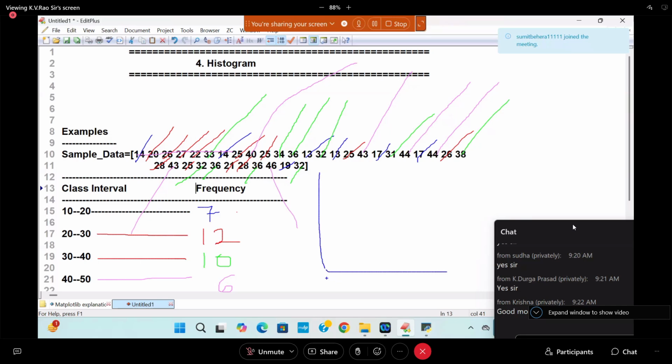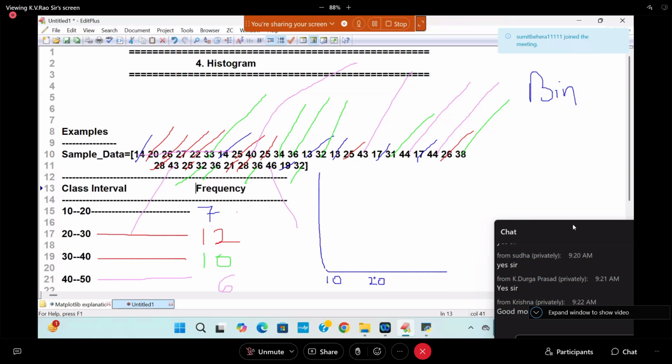0 to 10, that is called a class interval, then 10 to 20. It is called one bin. We can call it a bin. Tell me: bin, B-I-N. Bin means what? Box. In that, values will be kept.